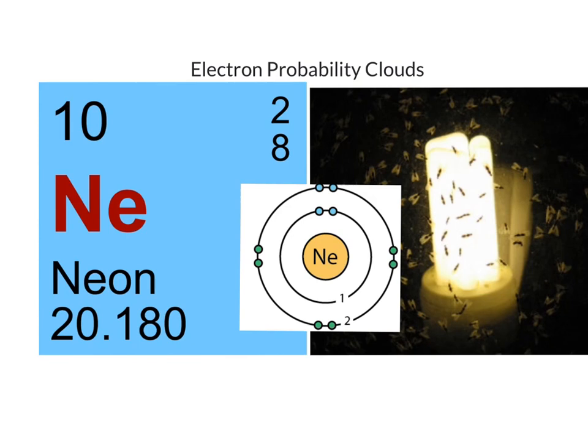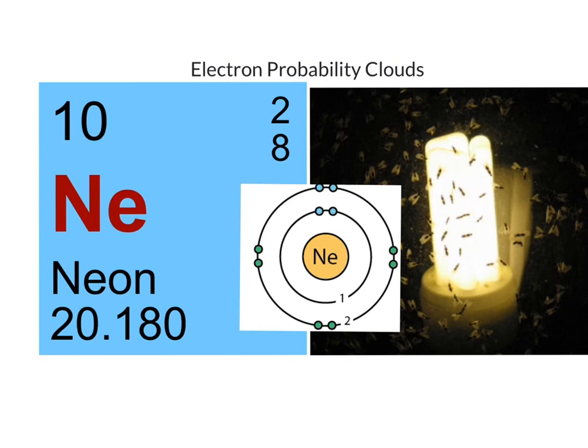Hi guys, this tutorial is about electron probability clouds. So electrons, so far as we know, exist in energy levels. And you can kind of see in this drawing in the middle that neon, which is an atom in the noble gases, has 2 electrons in its inner shell and 8 electrons in its valence shell. And because it's a full atom, it is completely stable.